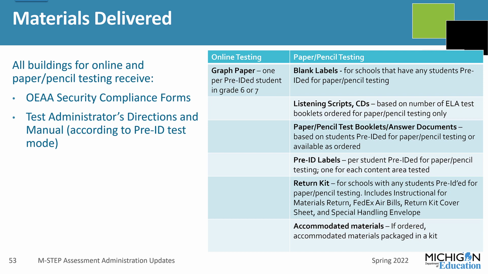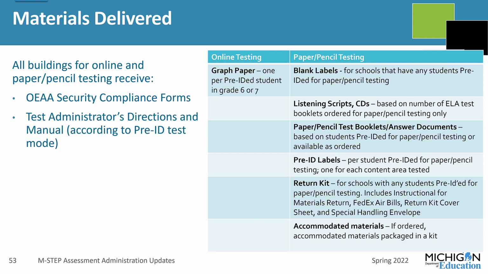We are asked frequently what comes in the initial material orders, which are based on pre-ID count. So here we go. Everyone receives OEAA security compliance forms and the test administrator's directions and manual, either online and/or paper pencil, depending on their pre-ID count. The test administrator's directions and manuals are sent at a rate of 1 per 20 pre-ID'd students. Then, for schools that only have online testing in their pre-ID count, if they have 6th or 7th grade students, they will also receive 1 graph paper per student.